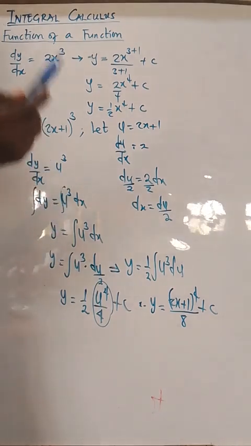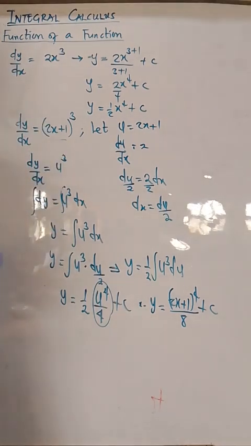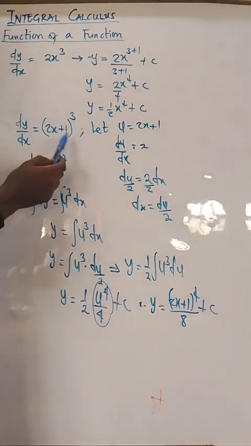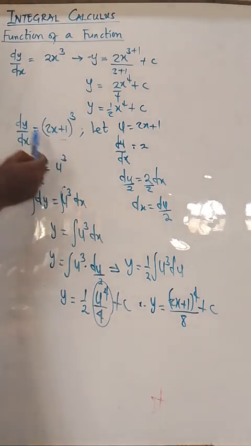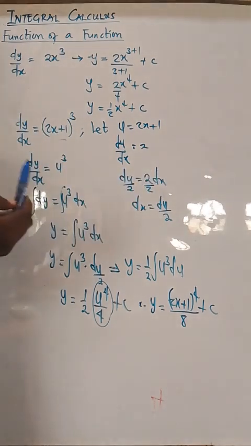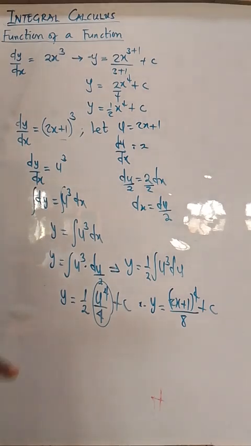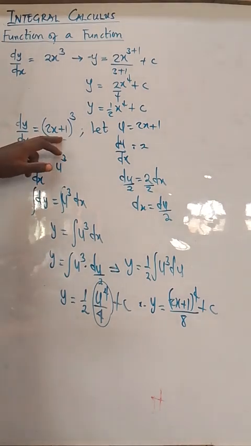Then you now divide by the differential of what you have inside. So if you differentiate 2x plus 1, the answer is 2. After you integrate in general, you now divide by the differential of what you have inside. So that is, if you have this kind of question. Let's take another example on this so that you get it better.